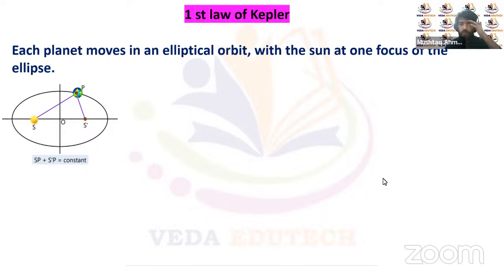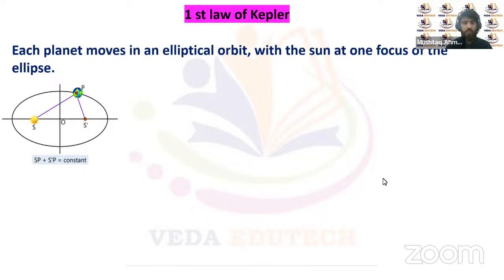Kepler put forward certain laws which govern the motion of planets around the sun, and we call those laws Kepler's laws of planetary motion. The first law of Kepler says that each planet moves in an elliptical orbit. The orbits in which planets revolve around the sun are elliptical in nature, with the sun at one of the foci. So each planet revolving around the sun revolves in an elliptical orbit with the sun at one of the foci.